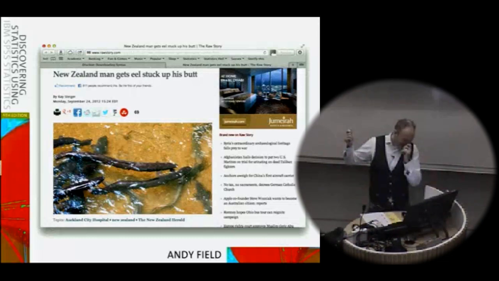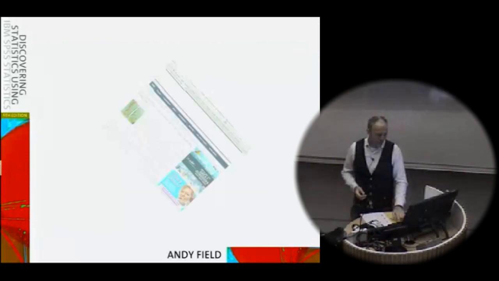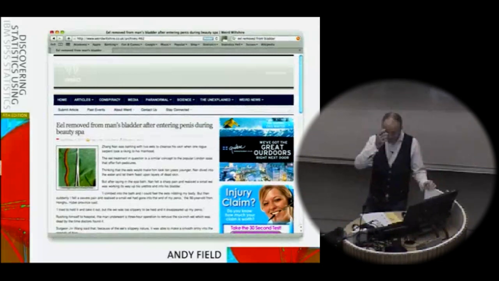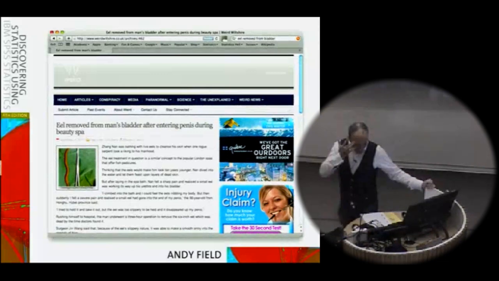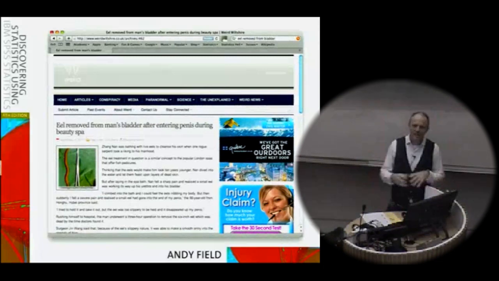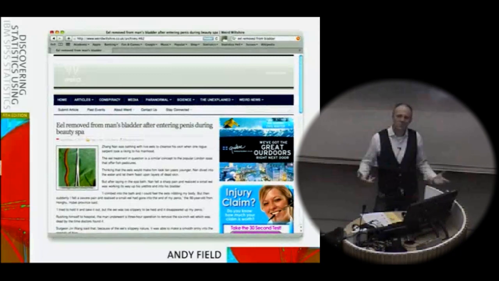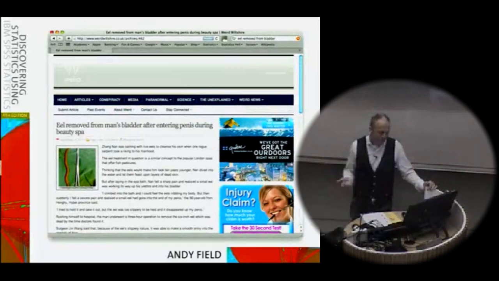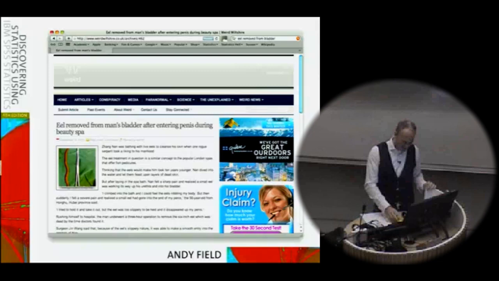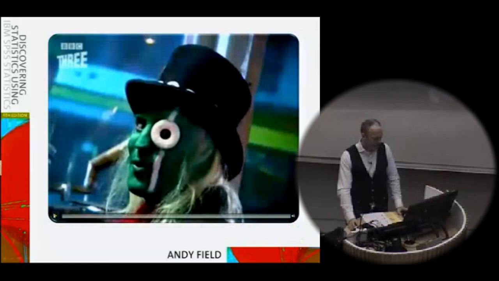Someone emailed me this story about a New Zealand man who gets an eel stuck up his butt. And someone topped it all last year by sending me a story about an eel removed from a man's bladder after entering his penis. According to this story, it was one of those fish pedicure things. He was having an all-body fish chewing of the flesh, and I guess one of the eels just thought, you know what, I'll just zip up his cock. And one of my students last year said, you really ought to have this in your lecture.